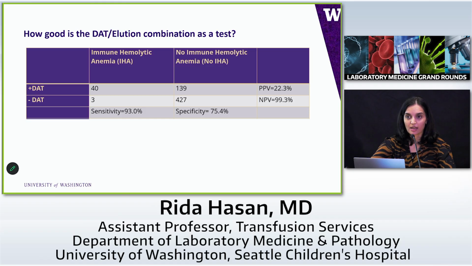So then I looked at positive predictive value and negative predictive value of just the positive DAT alone to predict immune hemolytic anemia. This is not something new. This is something that's been looked at in the literature plenty of times. And you'll note that similar to what's been reported, the negative predictive value for a DAT is actually really good. So if your DAT is negative, most likely your patient doesn't have a hemolytic anemia. But the positive predictive value is actually very low. It's only about 22%.